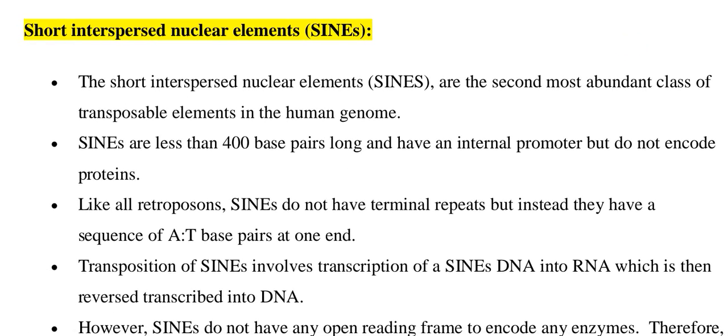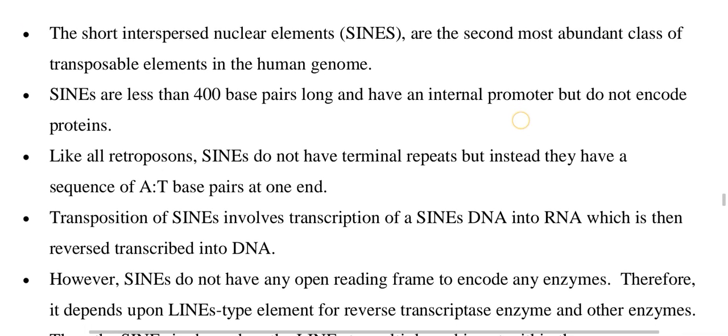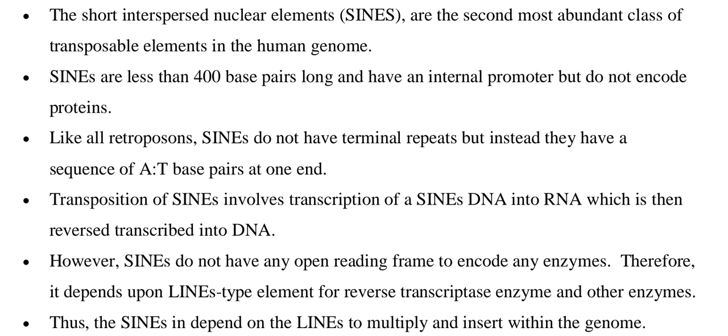Then, short interspersed nuclear elements, SINEs. The short interspersed nuclear elements are the second most abundant class of transposable elements in the human genome. SINEs are less than 400 base pairs long and have an internal promoter but do not encode proteins. Like all retroposons, SINEs do not have terminal repeats, but instead they have a sequence of 80 base pairs at one end.